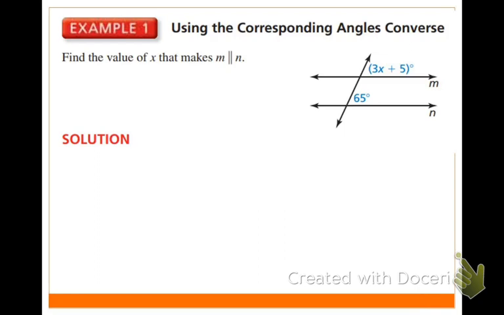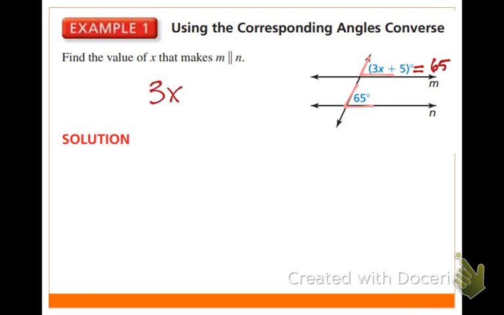Find the value of x that makes line M parallel to line N. So we need one of these relationships to be true. Is there a relationship between the two angles they gave us? Yes. What relationship is that? Corresponding. What do corresponding angles have to be? Congruent. So what does 3x plus 5 have to equal? 65.